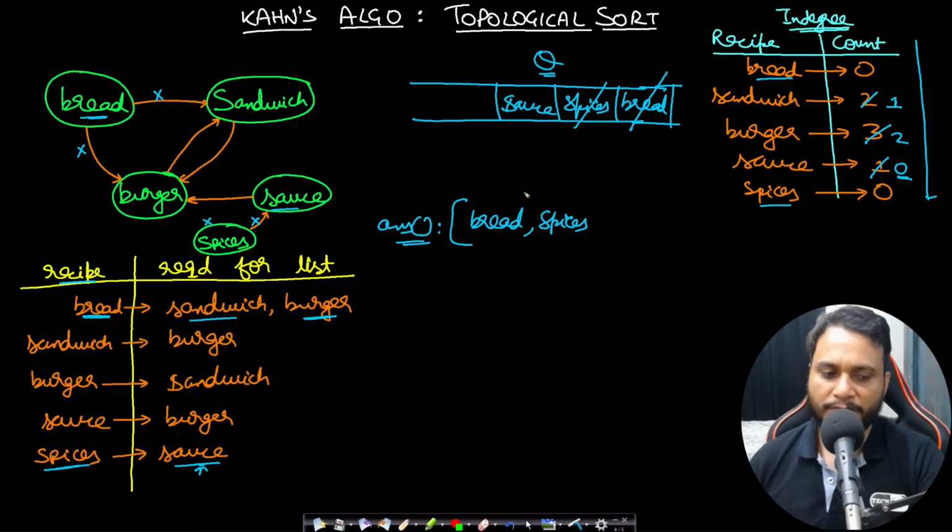So sauce will be added into the queue. We are done. Now take out sauce. Insert sauce into your answer list and look at the adjacency list. So if sauce is removed, all the outgoing edges will be removed.